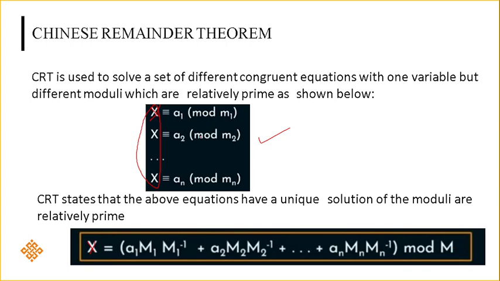It means that we need to find x, one of the variables. That x will always be congruent to all the equations that we have here, like x is congruent to a1 mod m1, x is congruent to a2 mod m2. So let's see a small example of how to find this variable x using the Chinese remainder theorem.